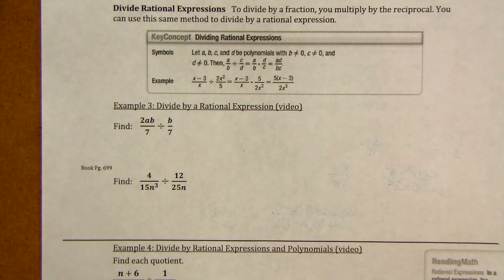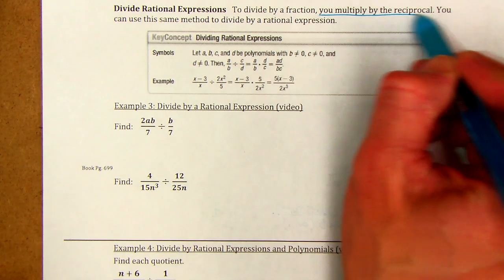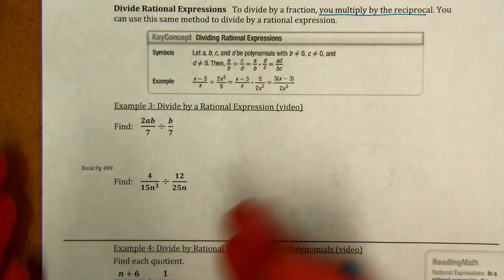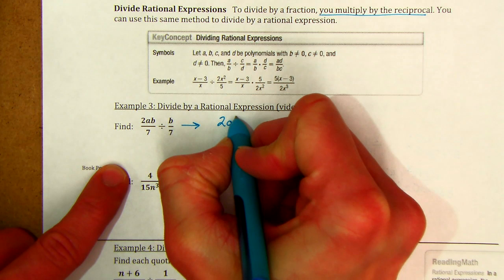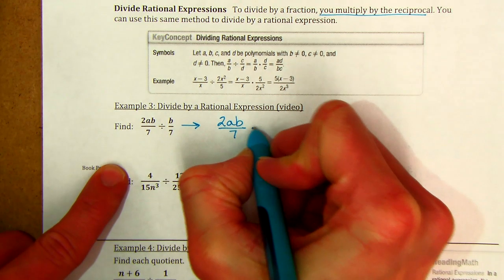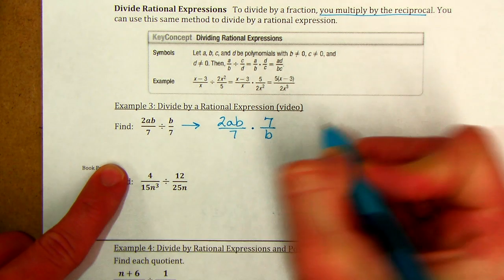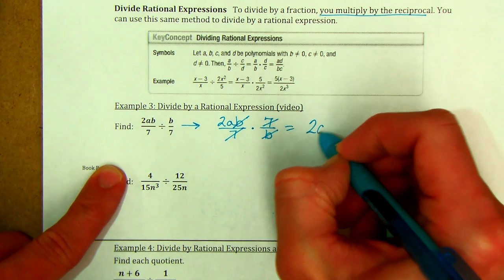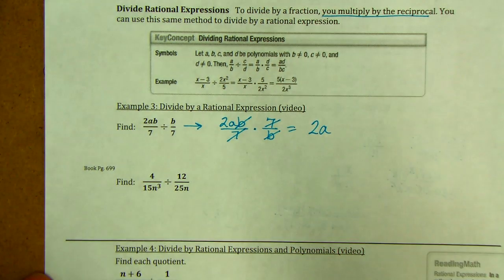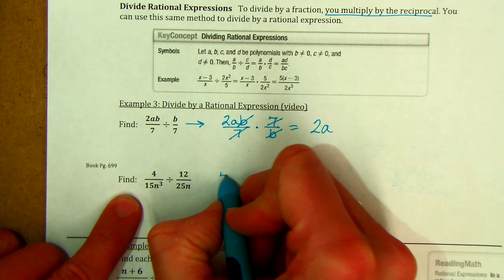So I would start by rewriting it as the first fraction times 7 over b, which means my b's cancel, my 7's cancel, and the answer is 2a. Pretty simple. Same thing with the second one. I leave the first one alone, 4 over 15n cubed, but multiply by the reciprocal, so 25n over 12.